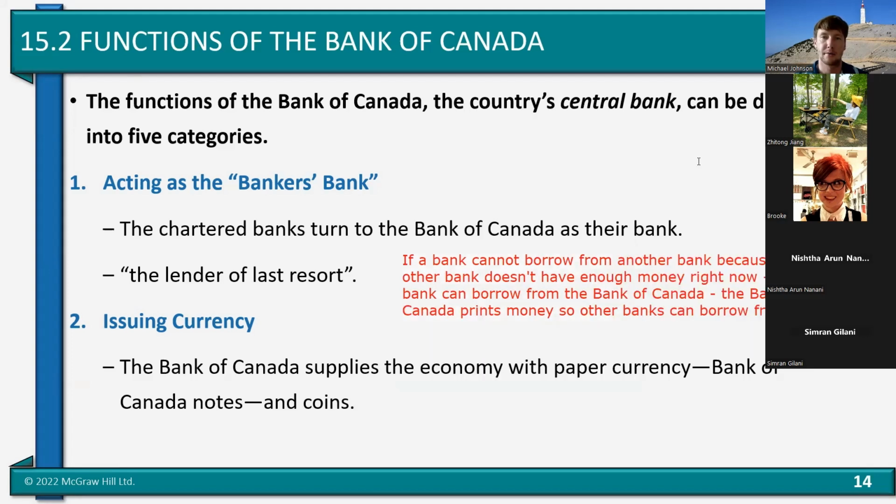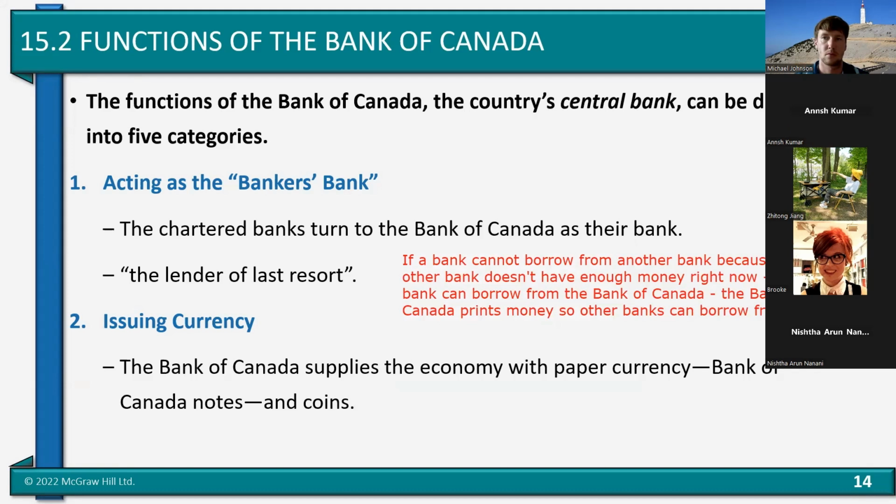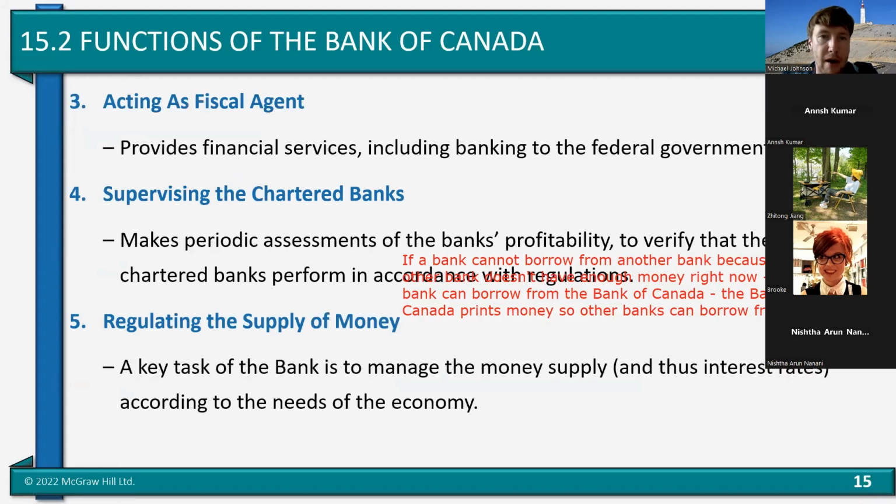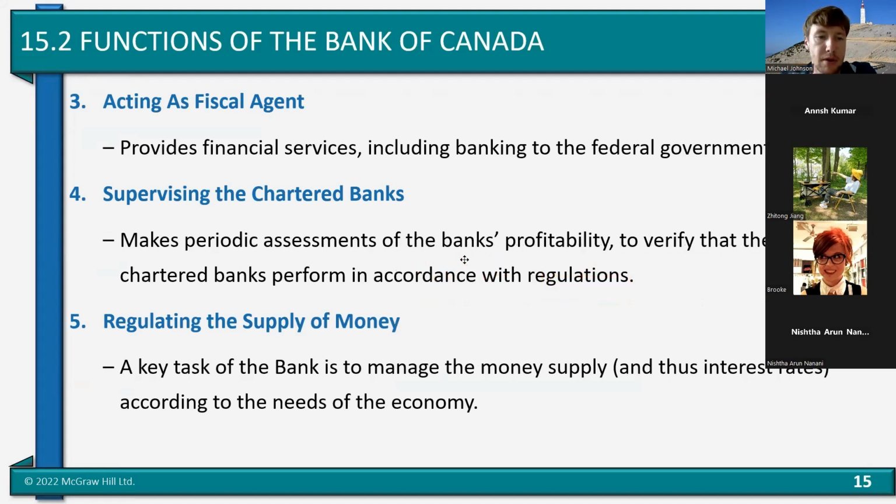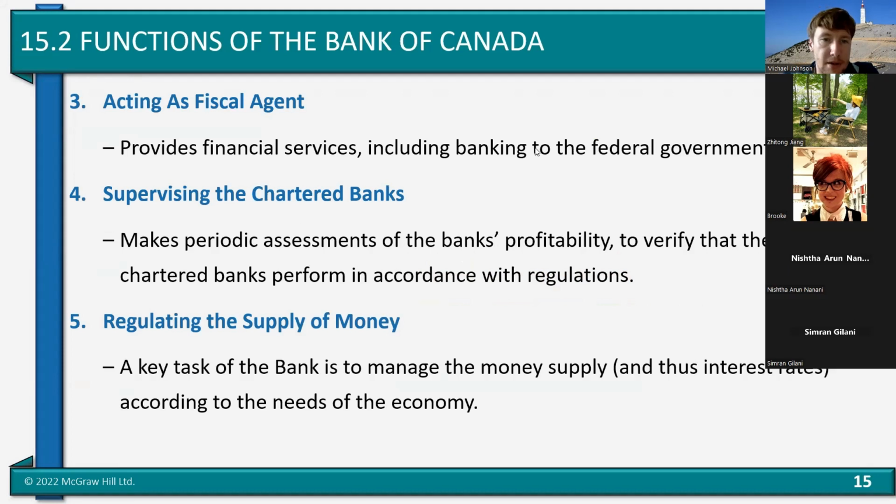And they also act as a fiscal agent. They provide financial services such as banking to the federal government, so they lend to the federal government if they need money. Supervising the charter banks, they make periodic assessments of the banks' profitability to verify that the charter banks perform in accordance with the regulations, and they regulate the supply of money. A key task of the bank is to manage the money supply and thus the interest rate according to the needs of the economy.